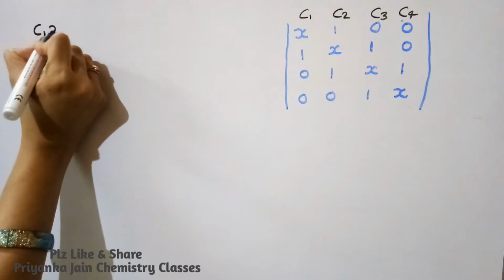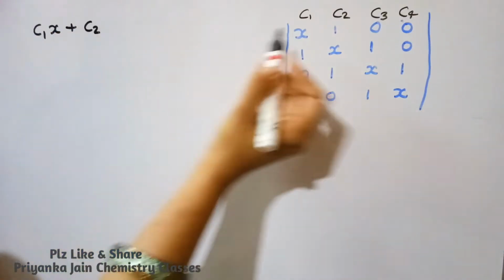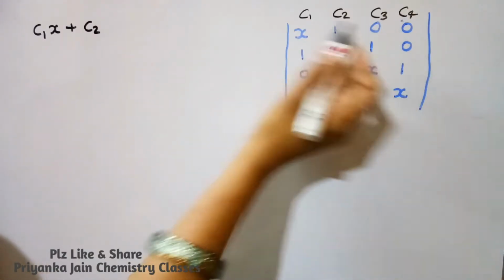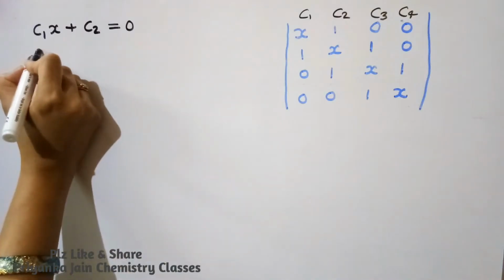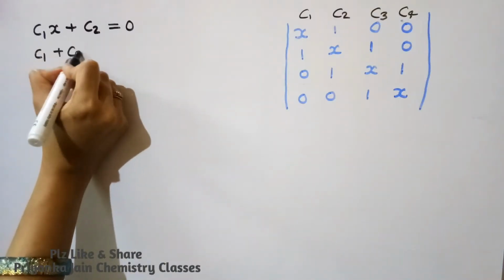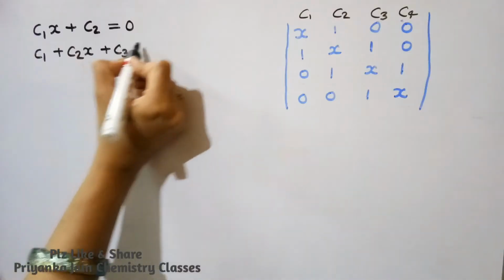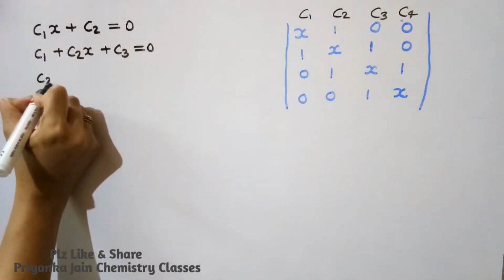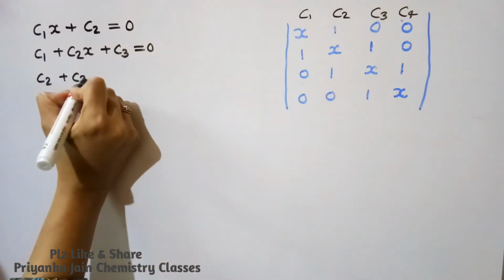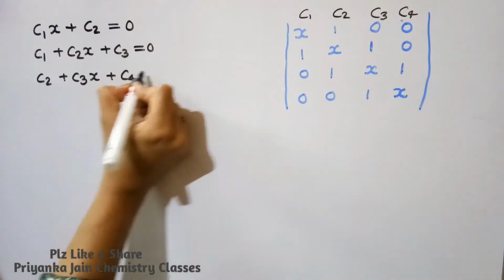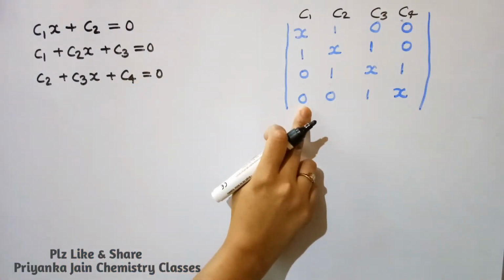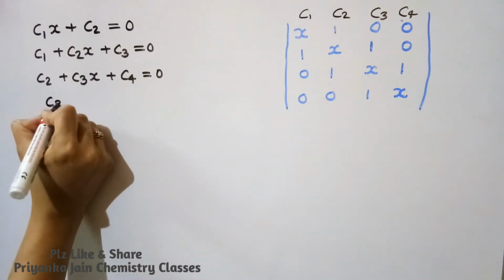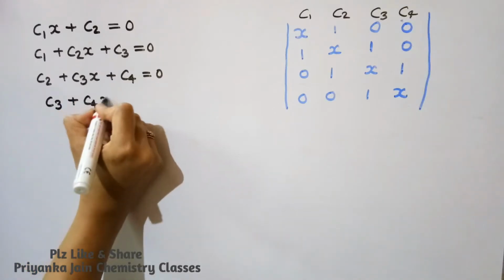See here, C1x plus C2, firstly I am multiplying these terms with this one. First line, C1x plus C2, and this term will be equal to 0. Now see here, C1 plus C2x plus C3 will be equal to 0. Now we come to the third line, so this will be equal to 0, and here C2 plus C3x plus C4 will be equal to 0. Now see the fourth line here, this will be equal to 0 and this will be 0. So here we are getting C3 plus C4x is equal to 0.